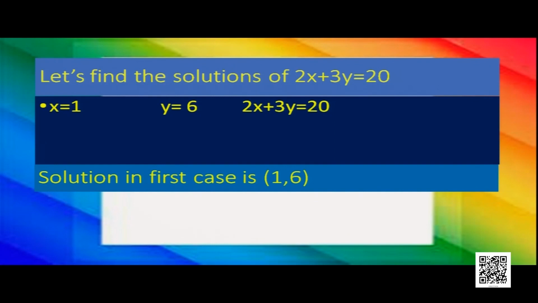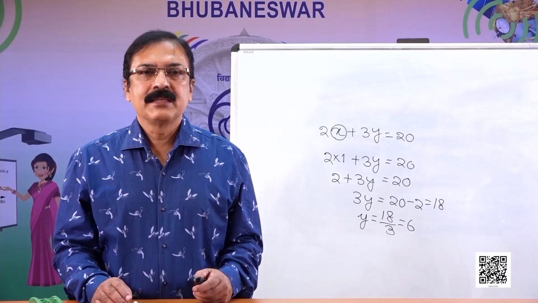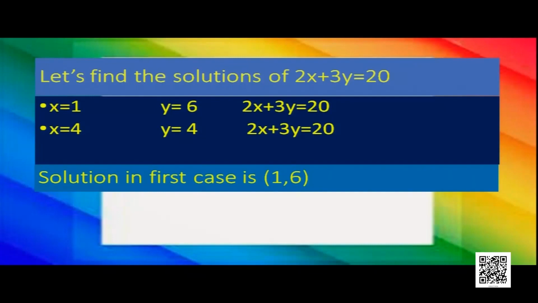Let's try another value of x, that is x is equal to 4. Similarly, if we put the value of x as 4, the value of 2x is 8. So, 3y will become 20 minus 8.